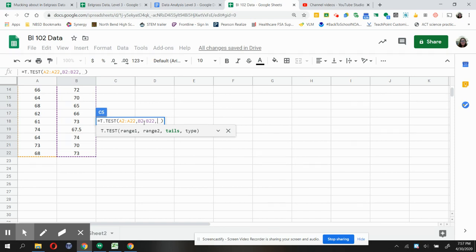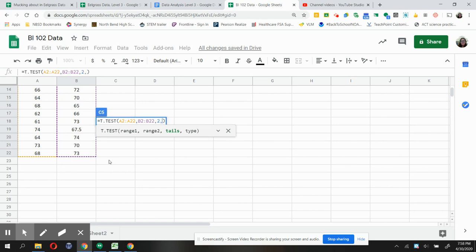The next thing is asking for the tails. A bell curve has a mean in the middle and a tail on each end. If we were comparing something like the height or the weight of people versus elephants, we need a one-tailed test because elephants have to be bigger than people, unless it's a very small elephant or a very large person. But since this height could really go either way, we're going to put 2 for the number of tails.